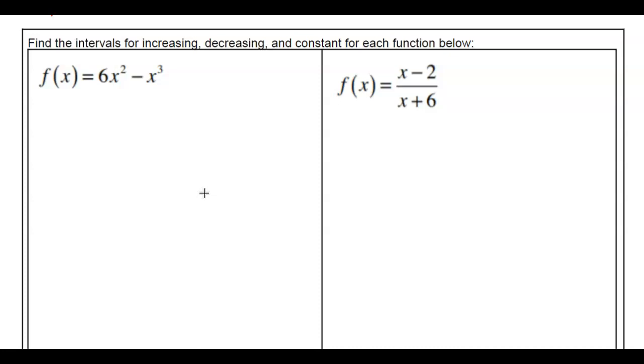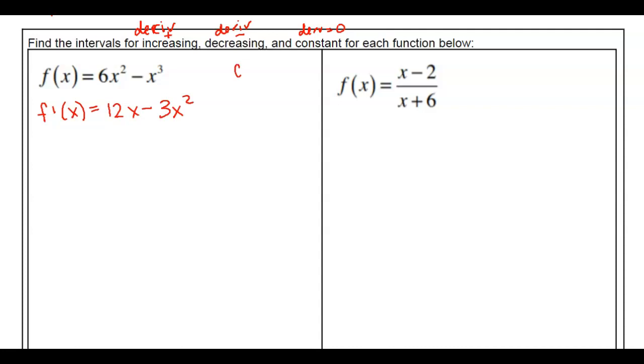So first thing, if I want to find intervals of increasing, decreasing, or constant, I need to know what I'm looking for. I want the derivative to be positive, the derivative to be a negative value, and constant means my derivative value is 0. So step number 1 is to actually find the derivative. And you want to show that in the box of the free response. These are typically nice to do. So 12x minus 3x squared.